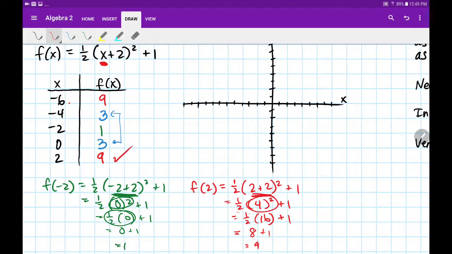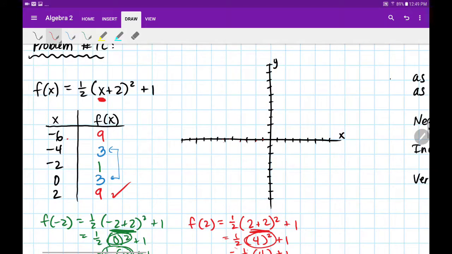All right, let's plot these points. Starting at -6, comma 9. Go 1, 2, 3, 4, 5, 6 to the left, and up 2, 4, 6, 9. Got our first point down.